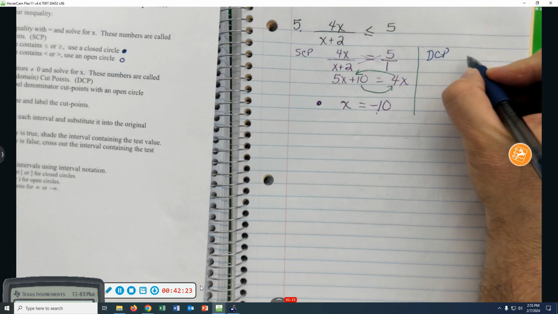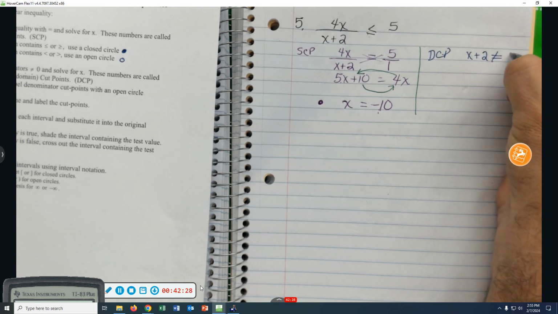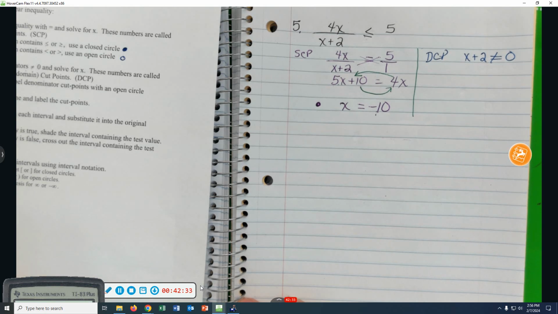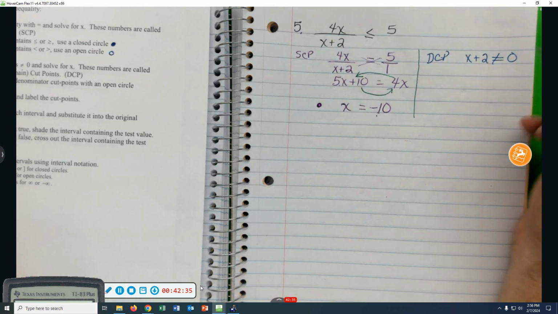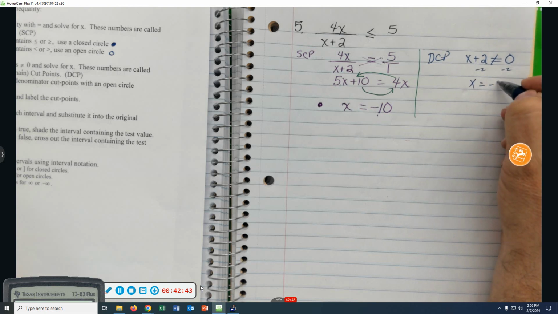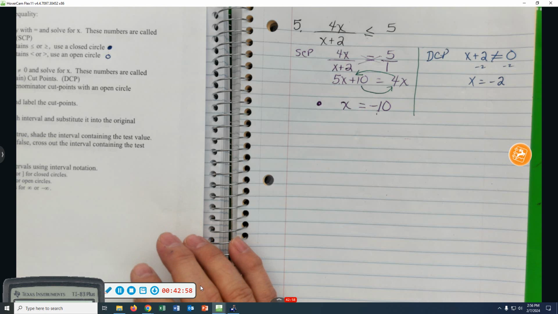So here I am finding the denominator cut point. X plus 2 cannot be 0. Could y'all isolate x pretty easily? What would I do? Subtract 2. So we have x equals negative 2. Y'all remember when we had fractions and we'd say denominator can't be 0? Those would be the numbers that couldn't possibly be solutions to the rational equation.